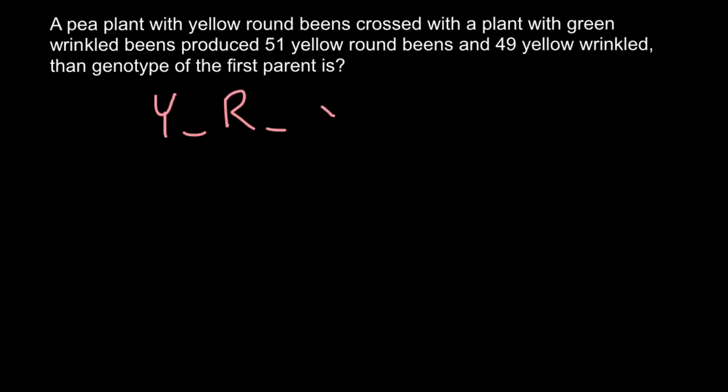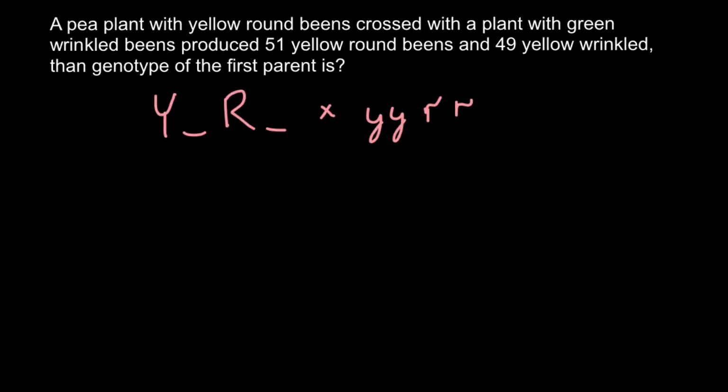And we know for sure the genotype of the second parent, who has green and wrinkled beans. The genotype would be small y small y and small r small r. So this parent would be homozygous recessive for the first trait, color, and also homozygous recessive for the second trait, wrinkled beans, because wrinkled is recessive to the dominant, which is round seeds.